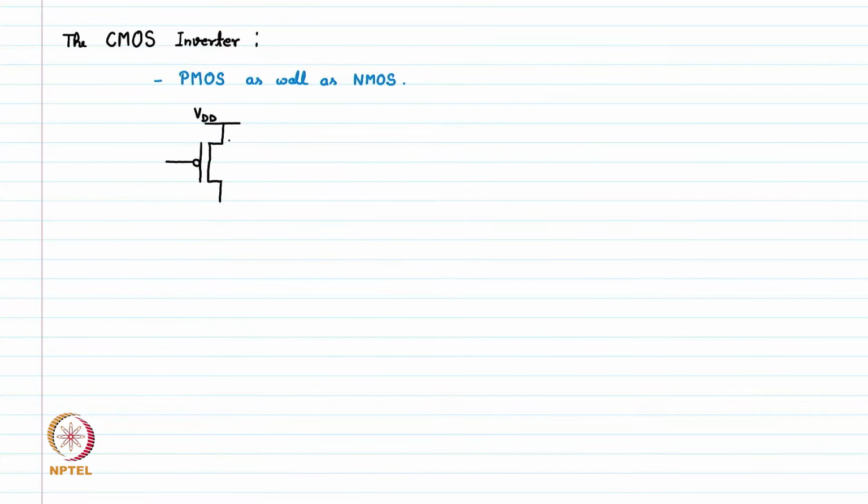This is a PMOS device, and on the bottom we connect an NMOS device. And on the bottom we have a ground. This is your NMOS device, and the gate of these PMOS and NMOS are connected together.